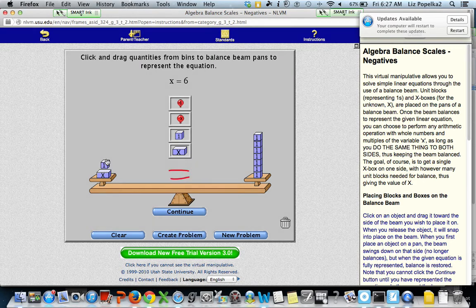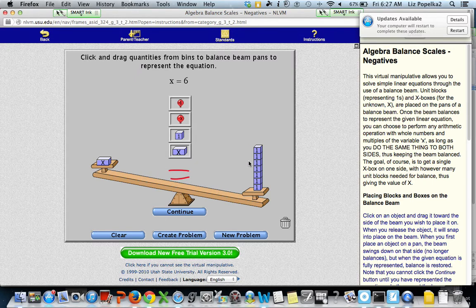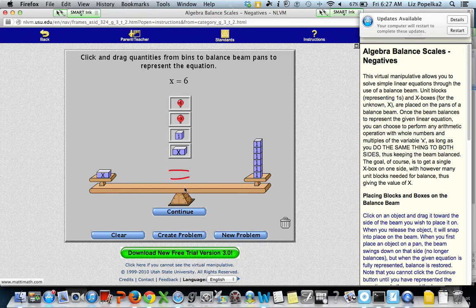You hear in class sometimes that what you do to one side of the equation, you have to do to the other. That is so that you can keep it balanced. So if I get rid of this extra one, all of a sudden I'm out of balance again, but I can fix that by getting rid of this extra one.